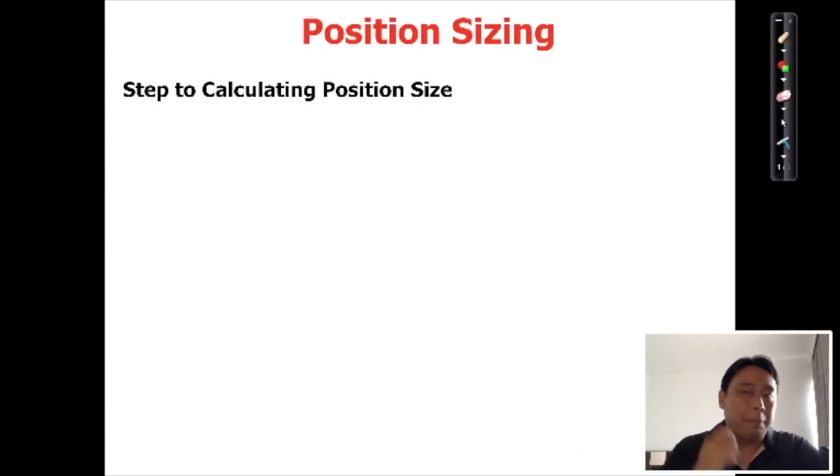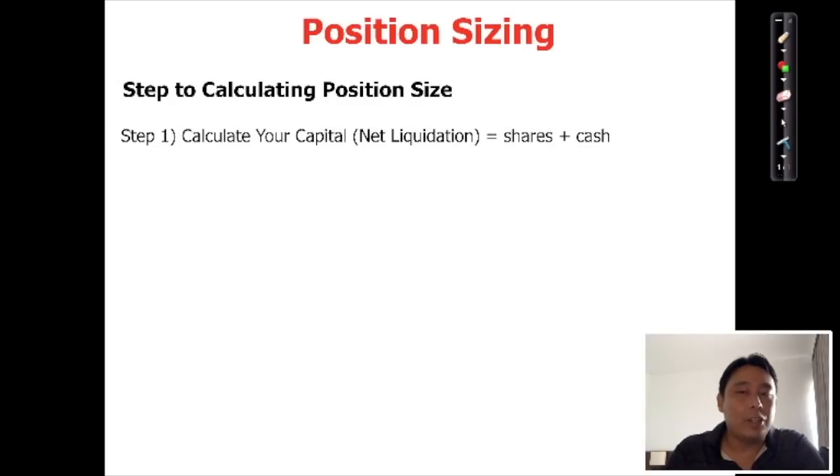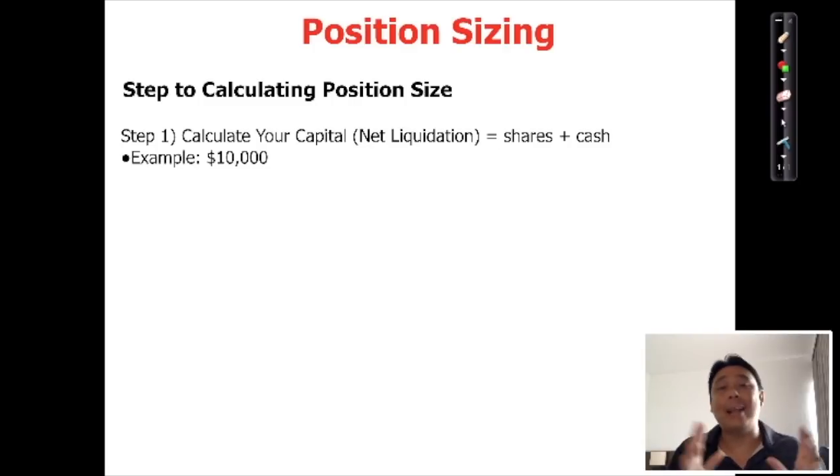So here are the steps in position sizing. Step number one is to know what is your capital that you have right now. In your brokerage account, they call it your net liquidation. Your net liquidation basically means the value of your account, which includes the number of shares you have, the market value of your shares, plus unused cash. So let's take, for example, that in your account right now, you've got $10,000 in net liquidation, cash plus existing shares if you do.